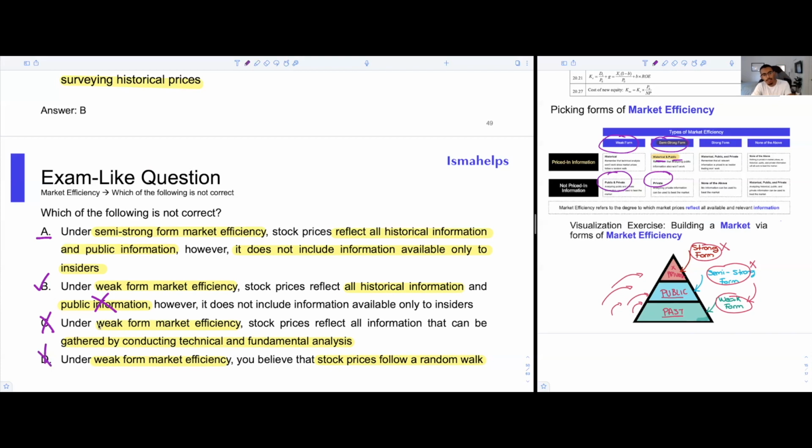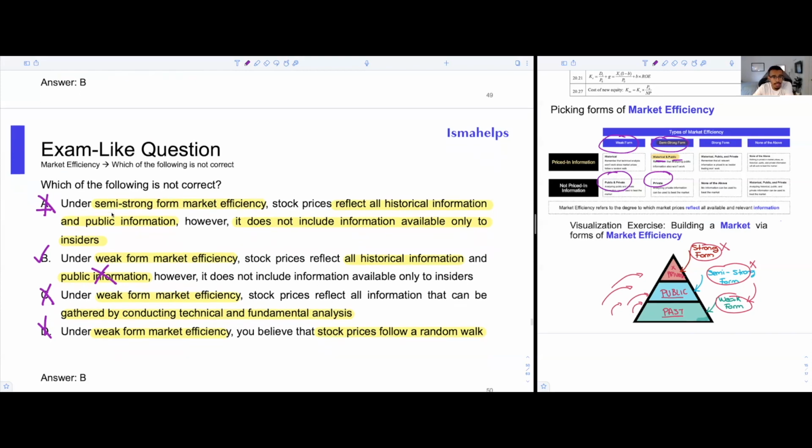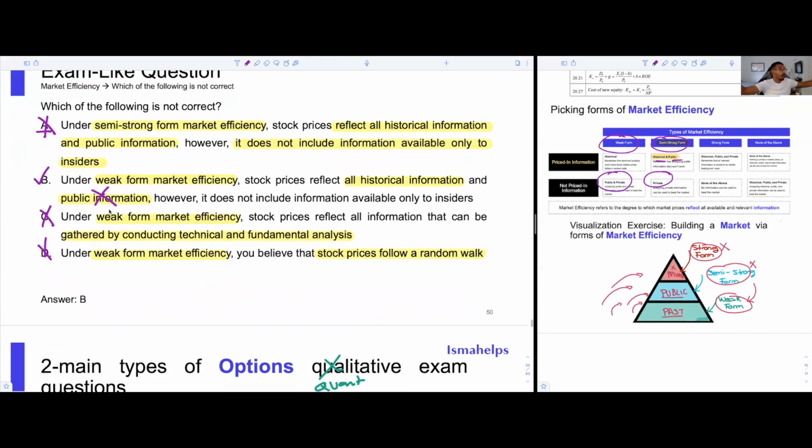And when we take a step back, now we're between A and B, but B definitely looks like the most incorrect. So B is definitely the one that we're going to go for. B is going to be our answer. And A, in this case, seems like it's correct as well, so we're not going to go for it. And in this case, as you can see, B is the answer. And we're done with market efficiency.